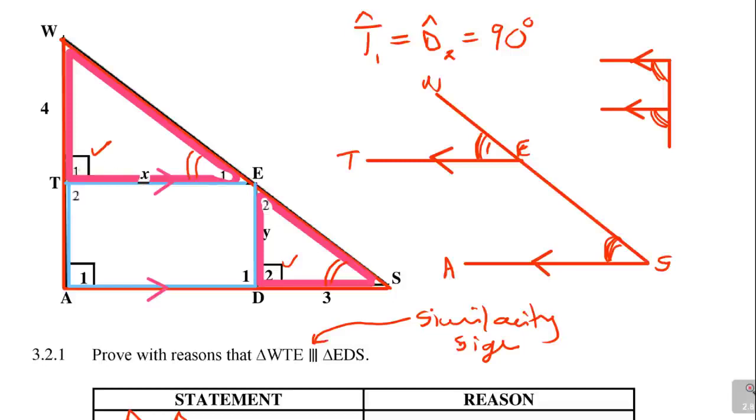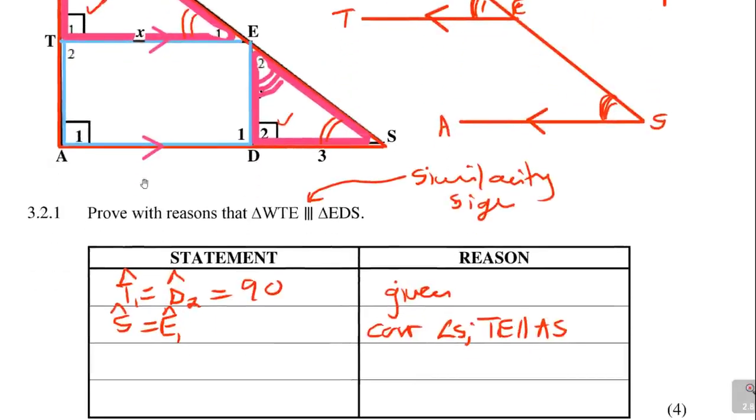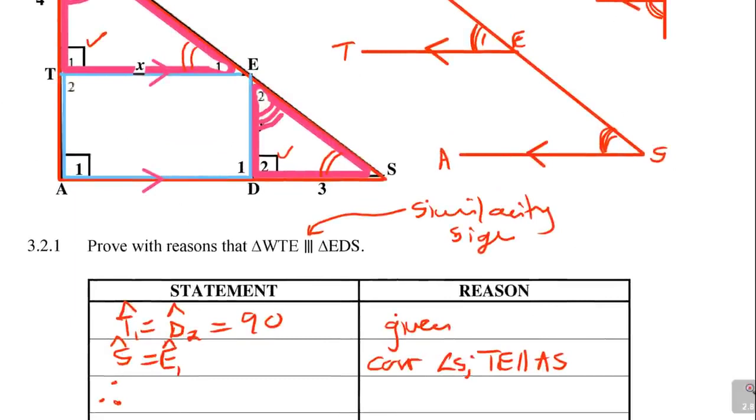So if two pairs are equal, now you can conclude that this third one, if you calculate the third one, you'll find that also they are equal. And then you can say therefore, angle W is equal to angle E2.